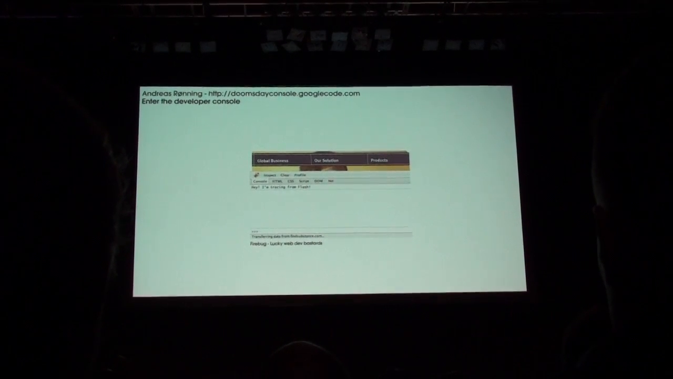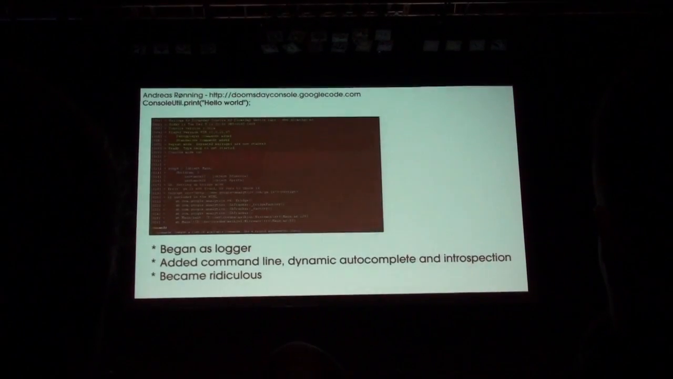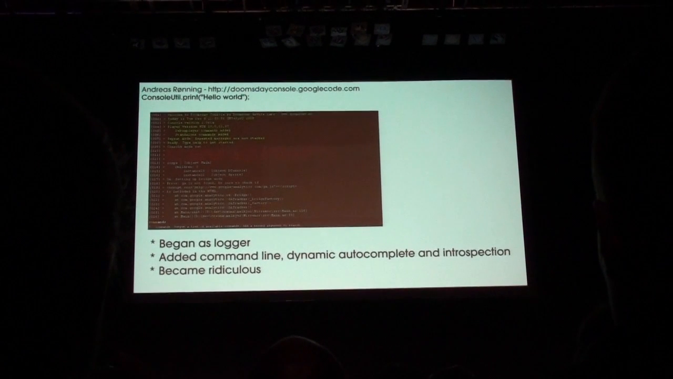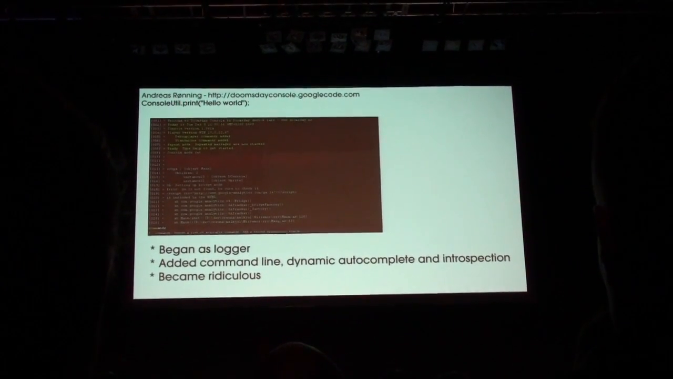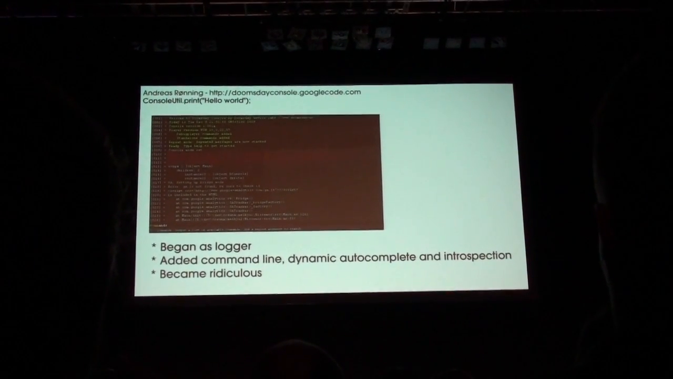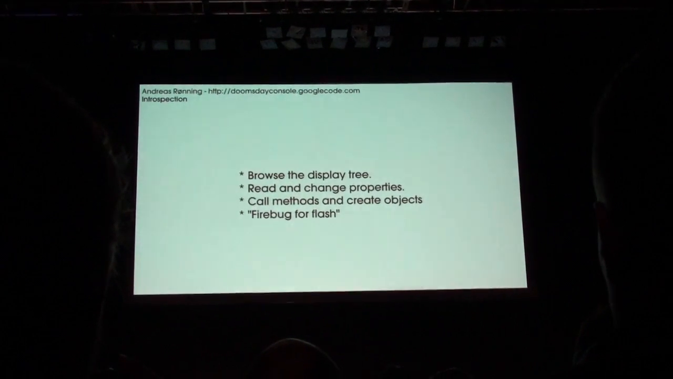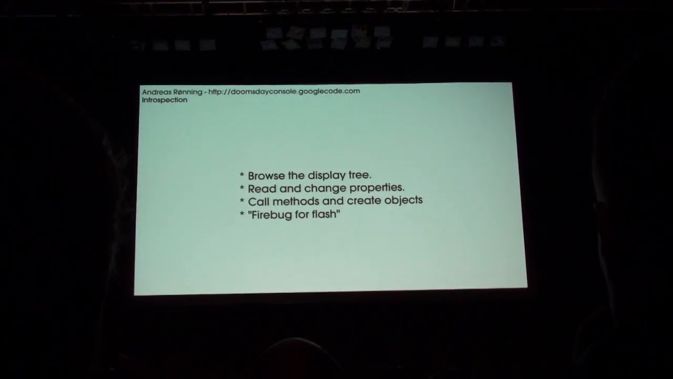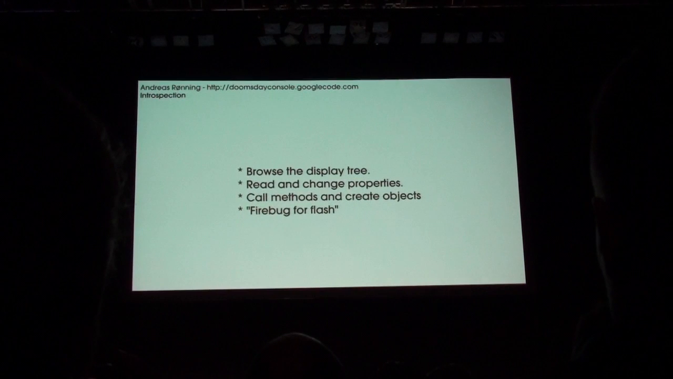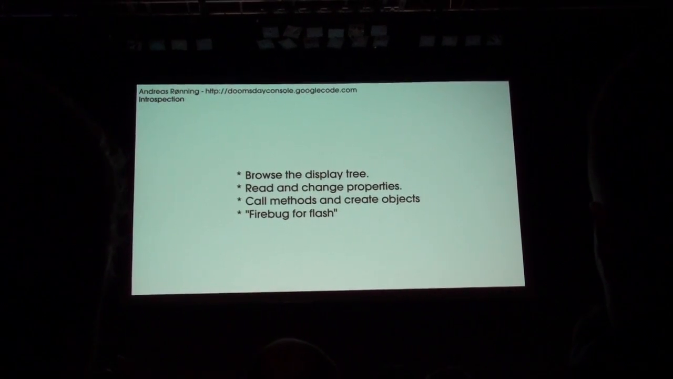What about us? The Doomsday Console is a developer console for Flash. It started as a logger about a year ago, and it's grown a lot since then. It allows you access to your application like it's a file system, so you can browse the display tree, read and change properties, call methods, and just hack your application.